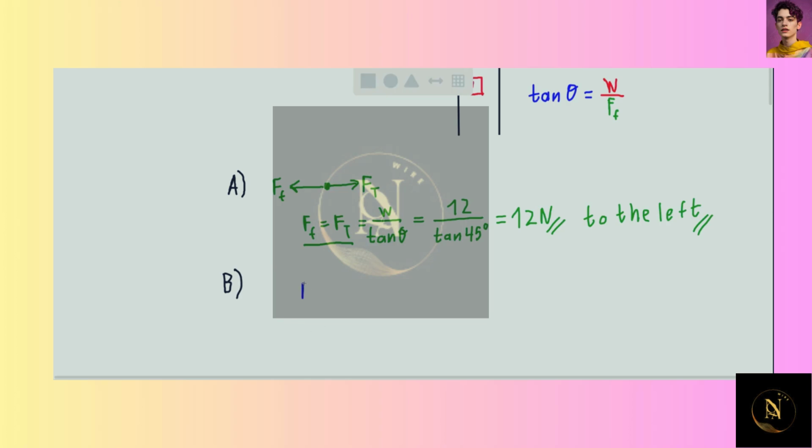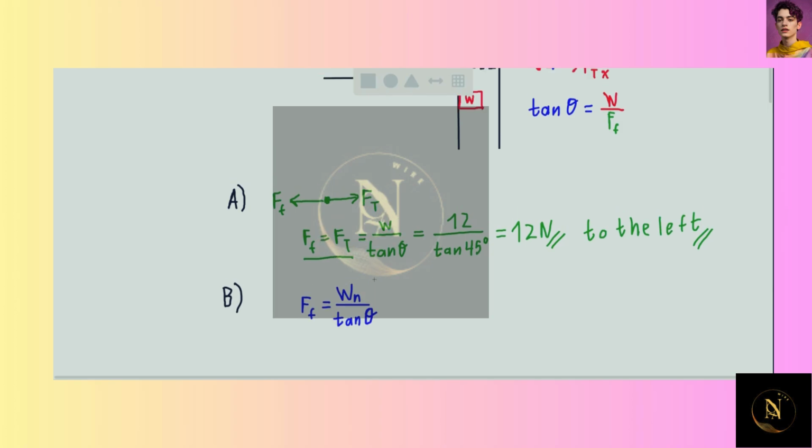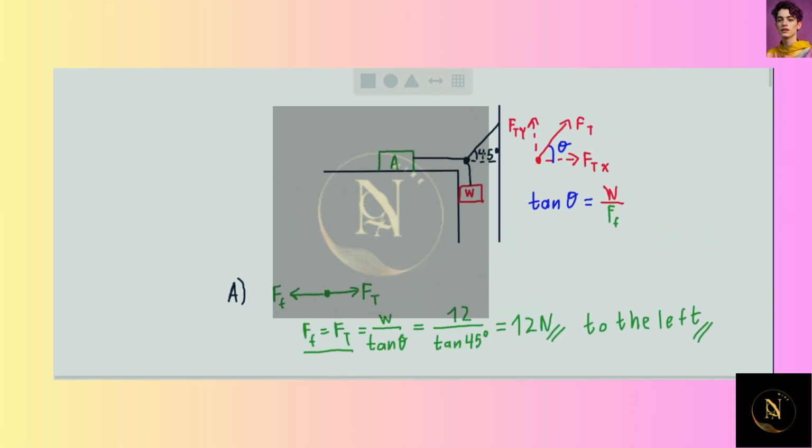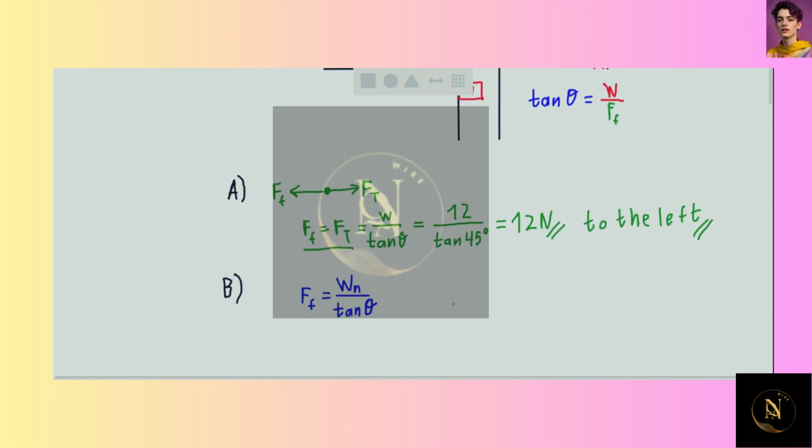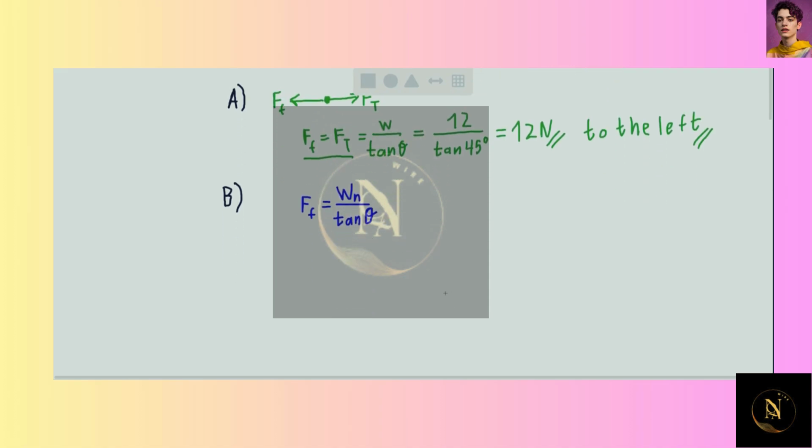We have the force of friction equal to some new weight that we're trying to find times 10 over tangent of the angle. And remember that if this block doesn't move, then this angle shouldn't change because we're in equilibrium. So let's keep going with this.